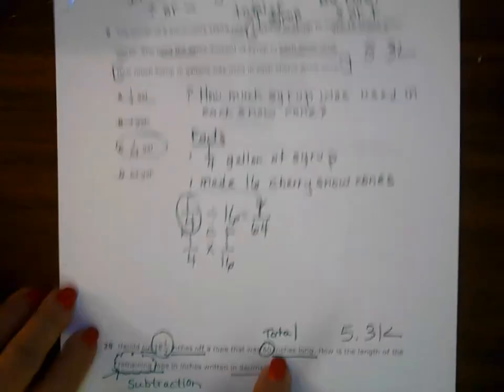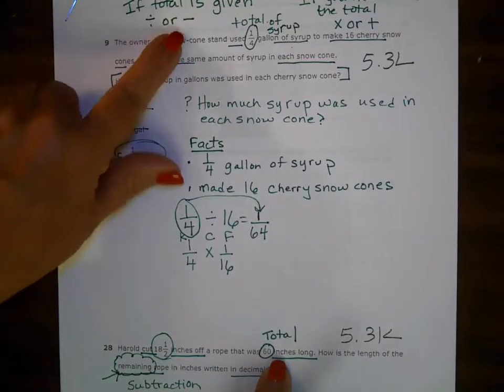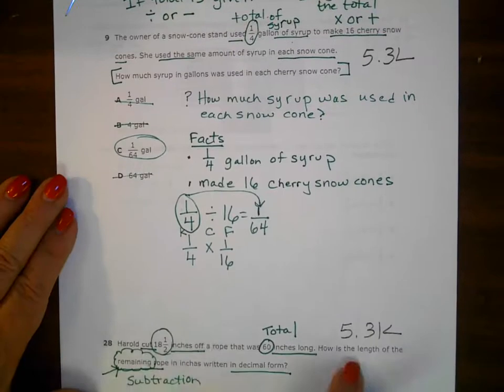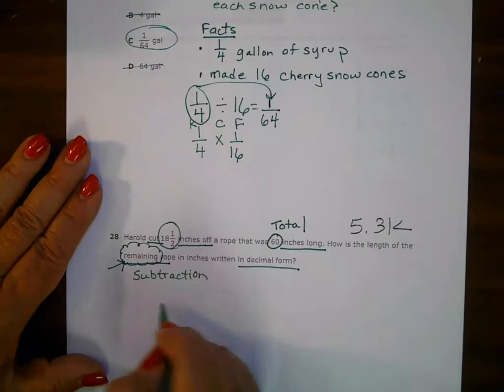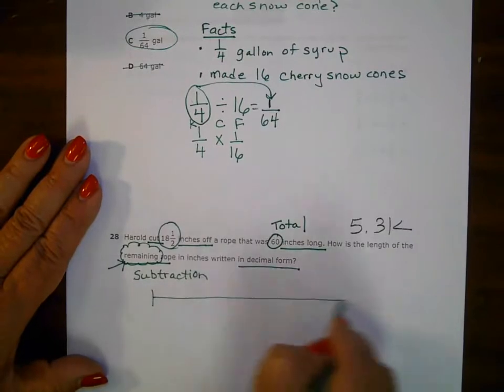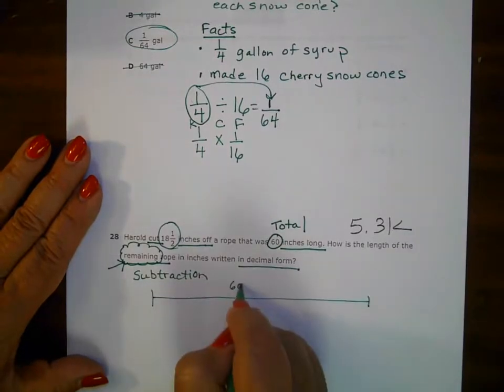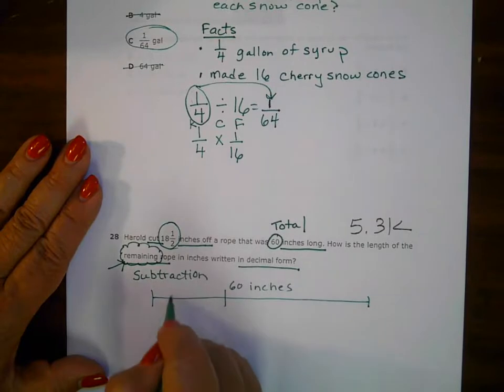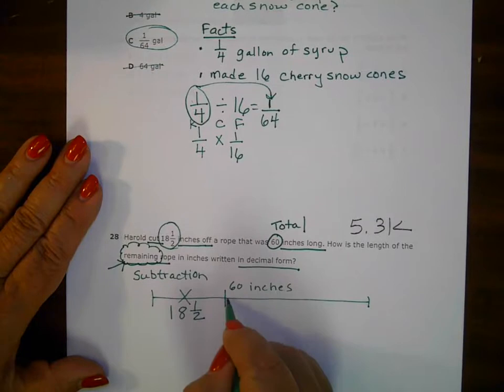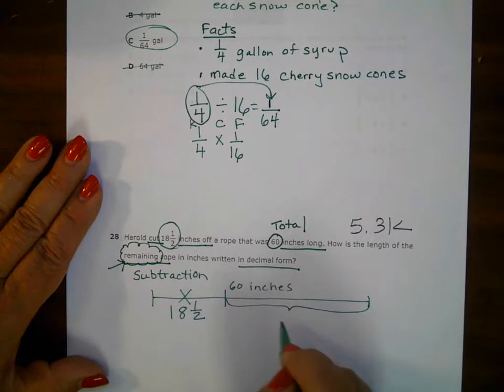Remember that I said that if you're given the total, it's either division or subtraction. Well, I'm not dividing into equal groups, so I know it's going to be subtraction. I can draw out a picture, and here is my rope that is 60 inches. He cut off 18 and 1/2, and then how much here is remaining?